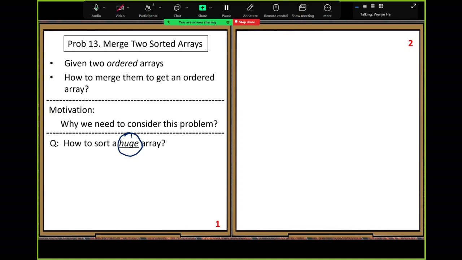Initially, you store your data on your hard drive. No problem, you can store your data on a hard drive. But now, when you need to sort it, let's assume the data size is larger than your memory size. How can you sort it?